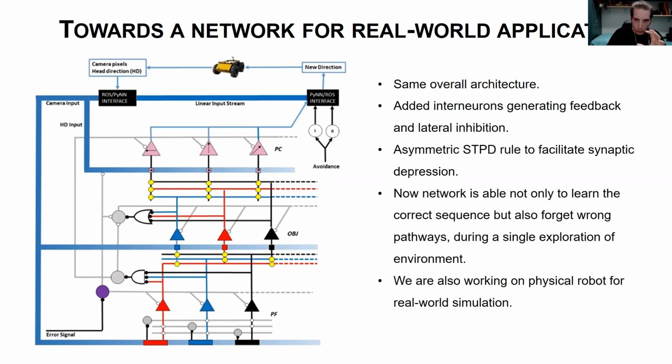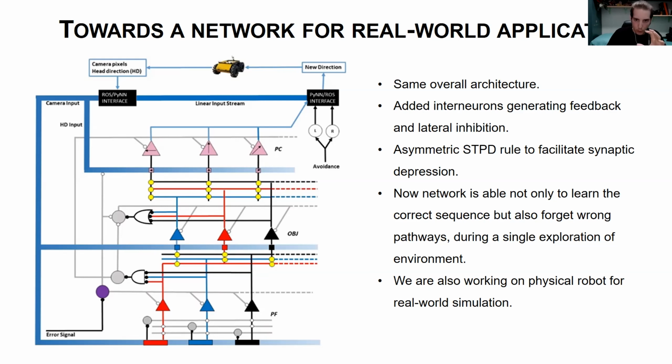Now the network is able not only to learn the correct sequence as the previous model, but also to forget the wrong pathways during a single exploration of the environment. We are also working on a physical robot for real-world simulation. At the end of this presentation, I will show a very short video about the integration between the neurorobotic platform and the physical robot. Now we have another video, an accelerated video of the updated model.